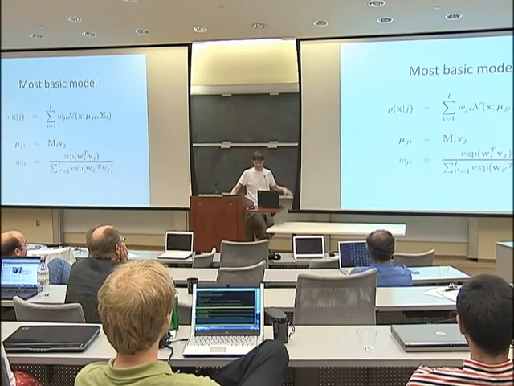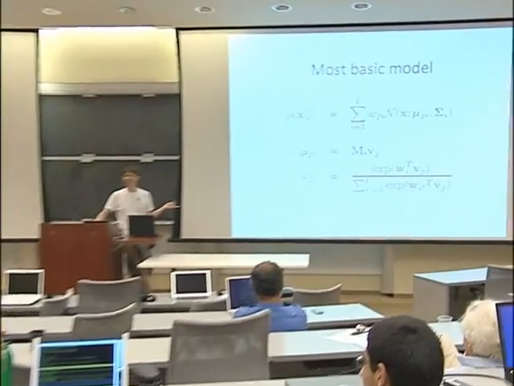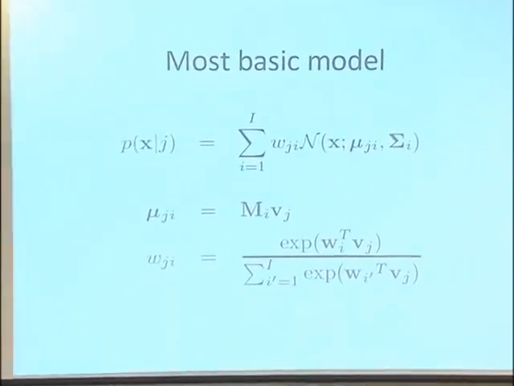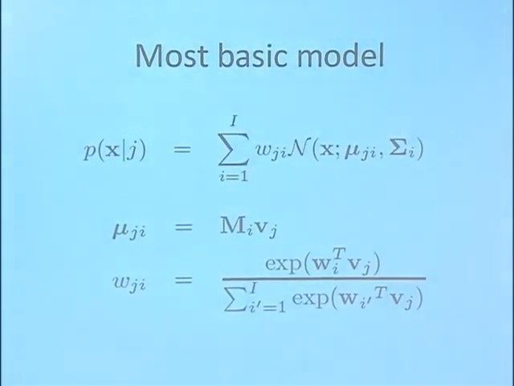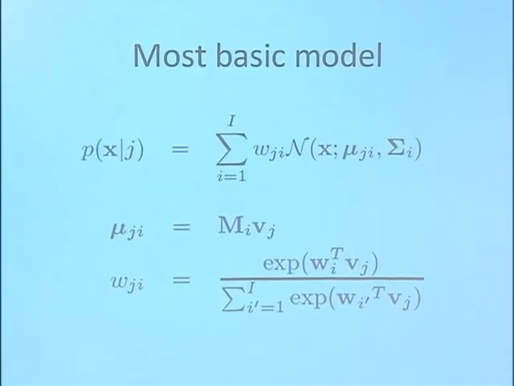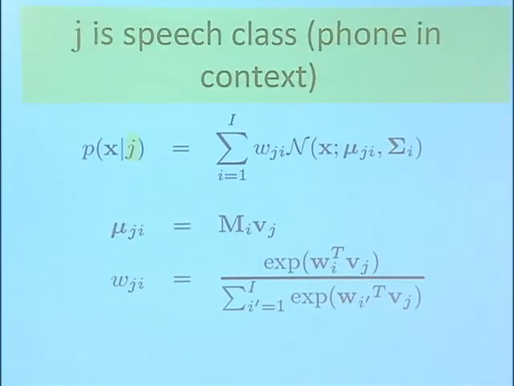So this is the equations that people have been showing. I prepared some slides which kind of highlight bits of these equations and show you what it is. So J is the speech class. Typically there's like 5,000 of these. It's the phone in context.